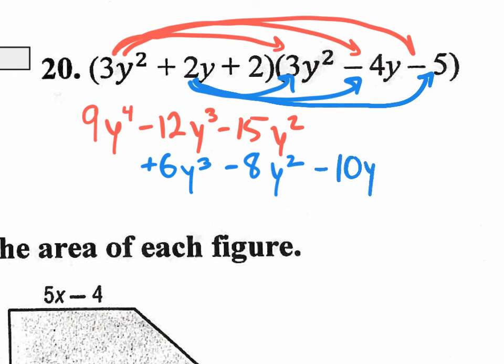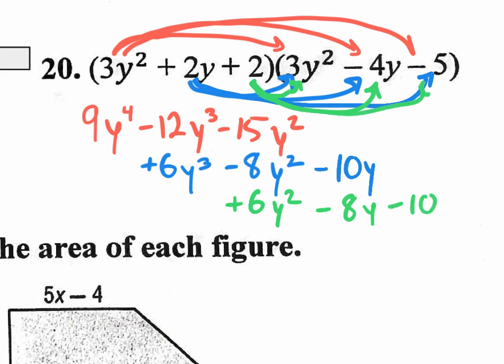Are we done? No, we still need to distribute that last term, the 2. So let me go with green, even though green doesn't show up that great. 2 times 3y squared. 6y squared. And let me write that 6y squared right below the other y squared terms. And then 2 times negative 4y, what's that? Negative 8y. Notice that I wrote it right below the other y term. And last but not least, 2 times negative 5, that's negative 10. Dang. This is going to be long and nasty.